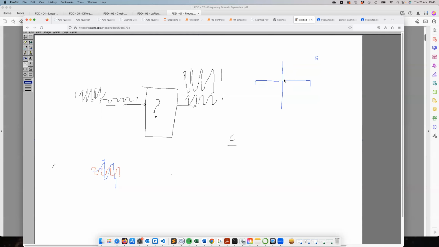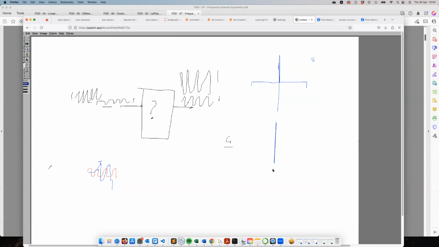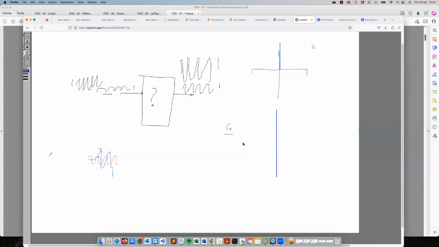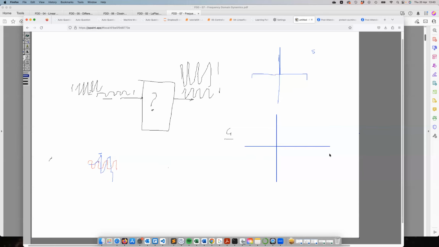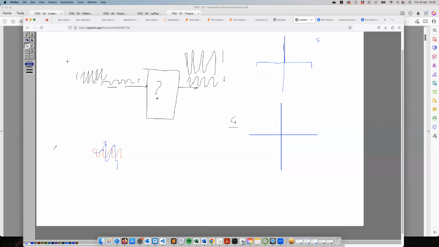So s equals i omega, we are looking specifically at this line on the s plane. And then if you can imagine the G plane, remember, G is a complex number, generally speaking. So on the G plane, G is going to take on its own complex numbers. And if we try to draw that, well, we don't know. It depends on the process, but G is going to do something.